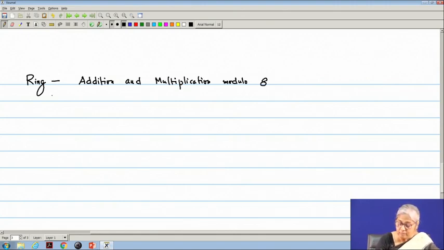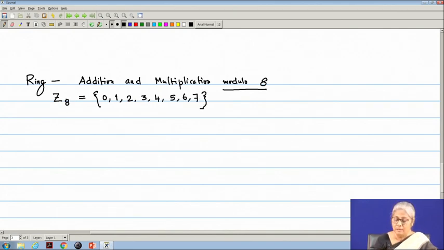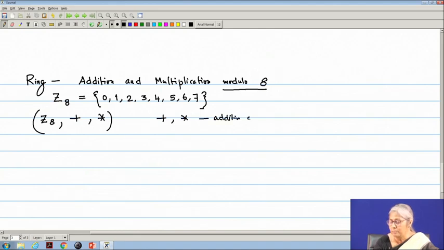If we remember, what will be the set when we are taking modulo 8? Normally we have read Z. Now we give the notation Z8 for the set. What is Z8? If I take modulo 8, it is nothing but the remainder when some number is divided by 8. So, the remainder can be 0 to 7: 0, 1, 2, 3, 4, 5, 6, 7. So, this is the set Z8, and then we take the addition modulo 8 and the multiplication modulo 8. Here plus and star are the addition and multiplication modulo 8.